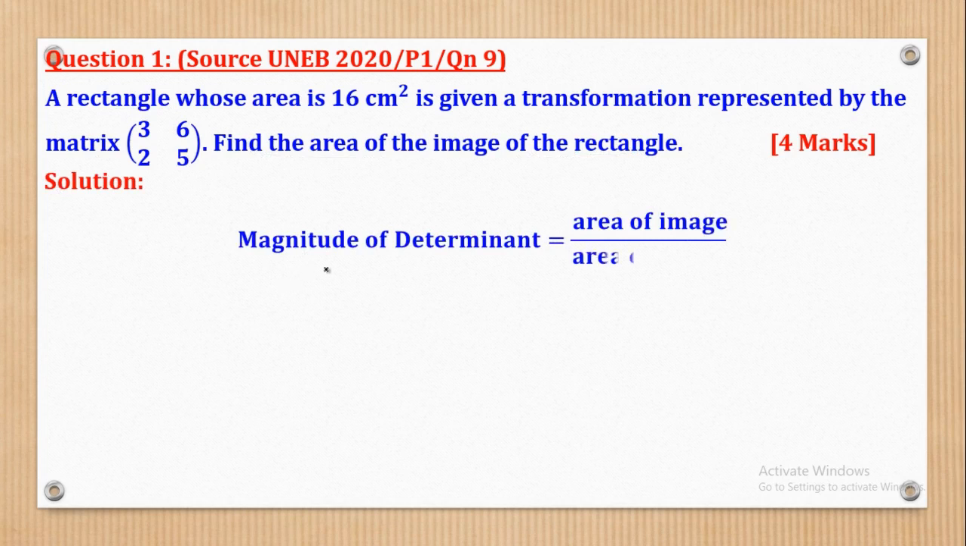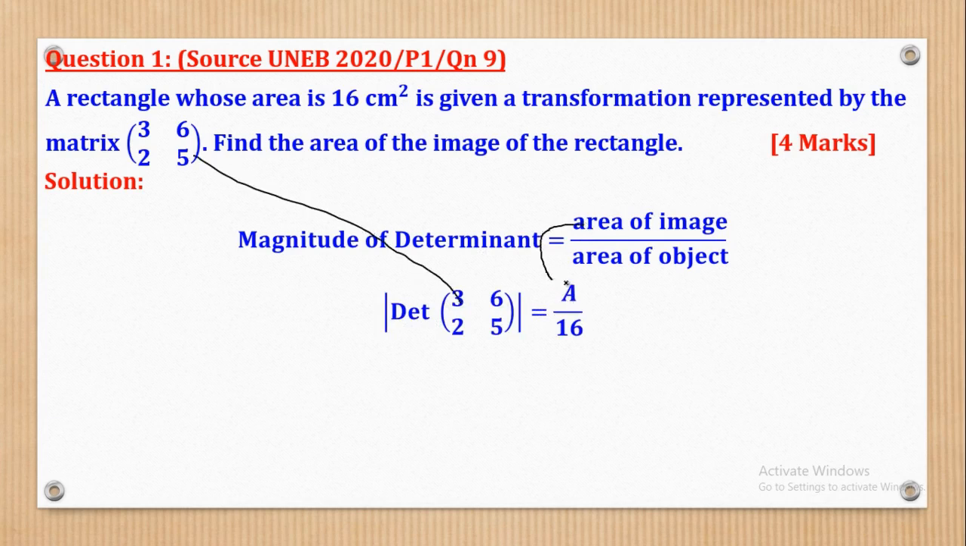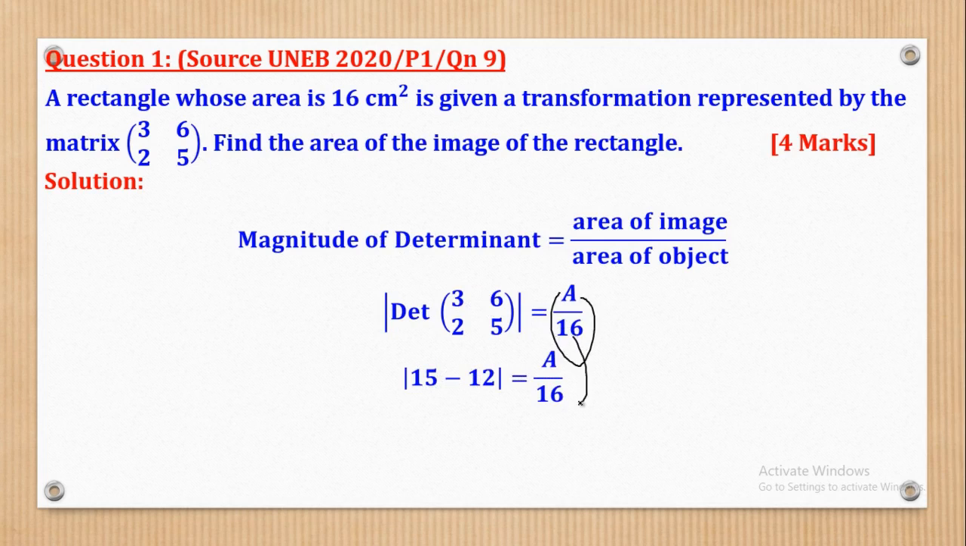So now the magnitude of the determinant is equal to the area of the image over the area of the object. So the magnitude of this determinant will be the area of the image, which is A, over the area of the object, which is 16. Therefore the determinant is this minus that, which is here. The magnitude sign means that if you get a negative here, you ignore it and write a positive. In this case, it is already positive, so I'll just remove the sign and come up with that. Make A the subject, and that will be the area of the image.